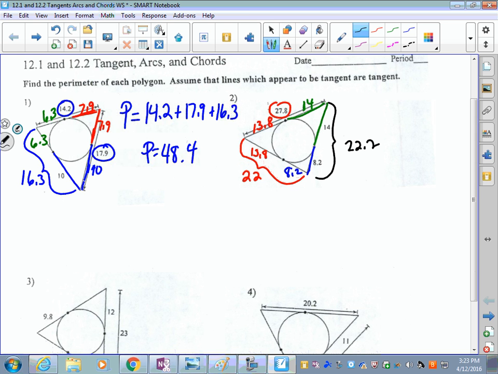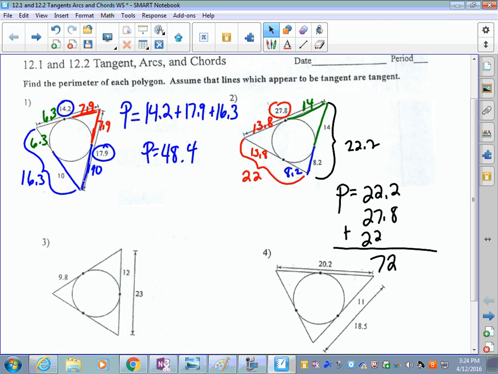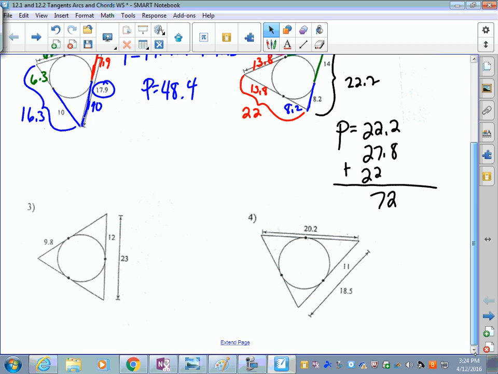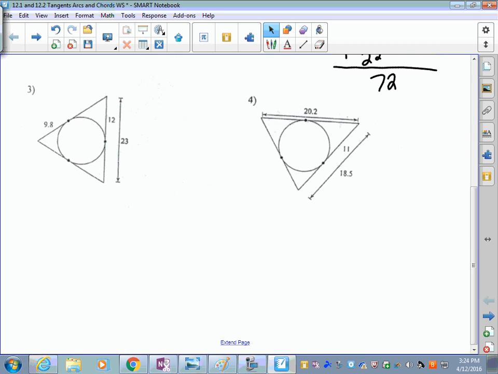Yeah. All right, and now we're going to do the perimeter. So 22.2 plus 27.8 plus 22. We're going to add all three sides up and get the perimeter. Yeah, it's a whole number. Extend the page.